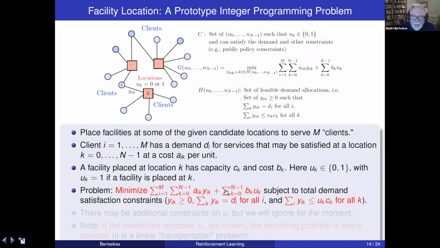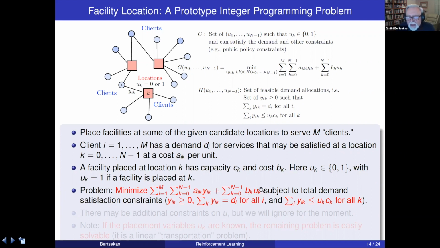Okay, this is a bit of a handful. There's a cost for services. This is the service cost. And there's a cost AIK per unit of client I that is served at facility K. So this is a linear cost that depends on the Y's. The Y's are variables also, okay? Optimization variables in addition to the U's.